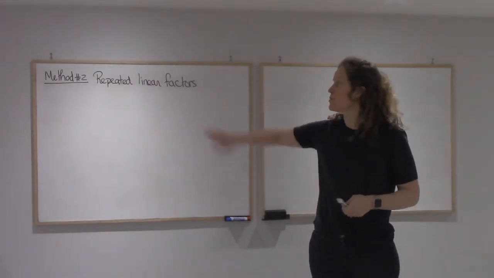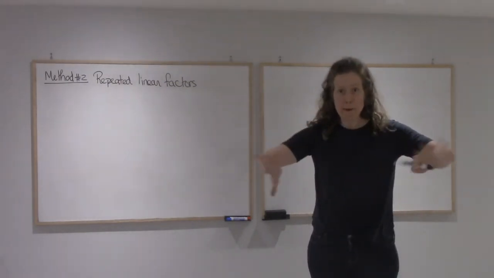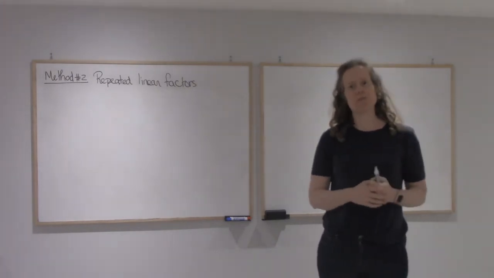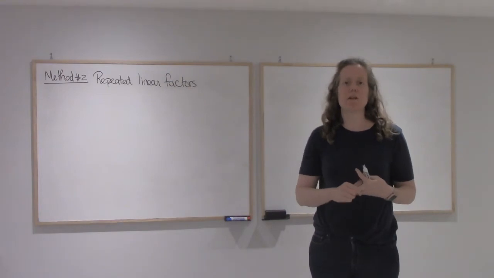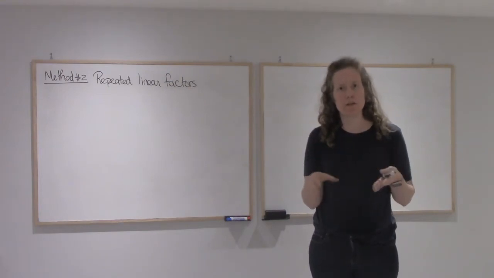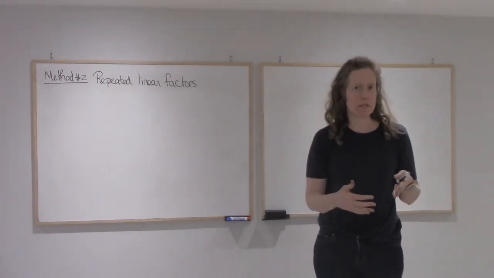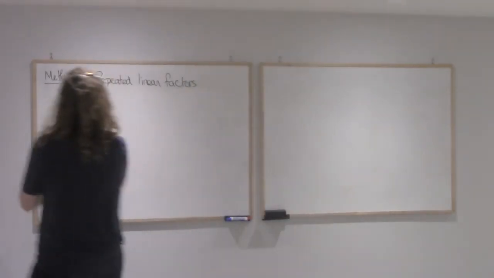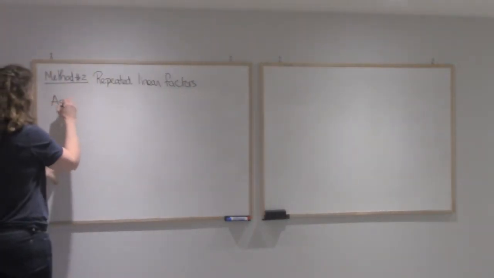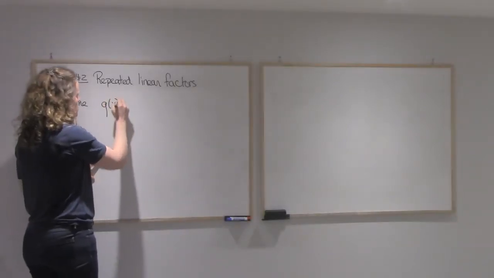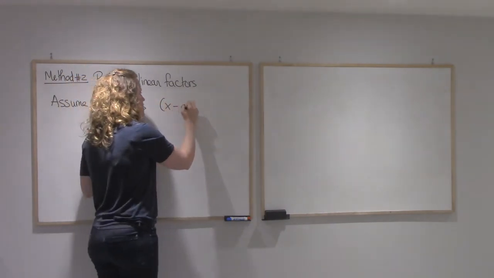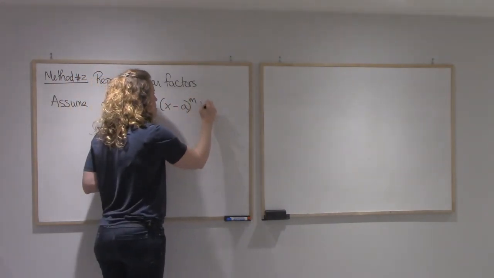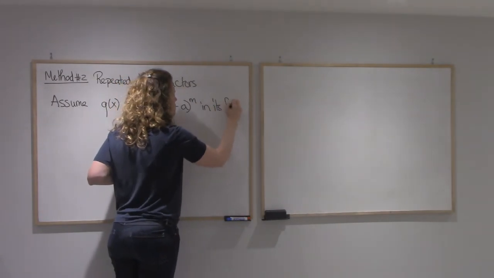In method 1, we assume that the denominator is split into different linear terms. In method 2, we'll allow for a bit more flexibility. We'll say all your terms will be linear, but some might be repeated. So assume that q of x has (x minus a)^m in its factorization.